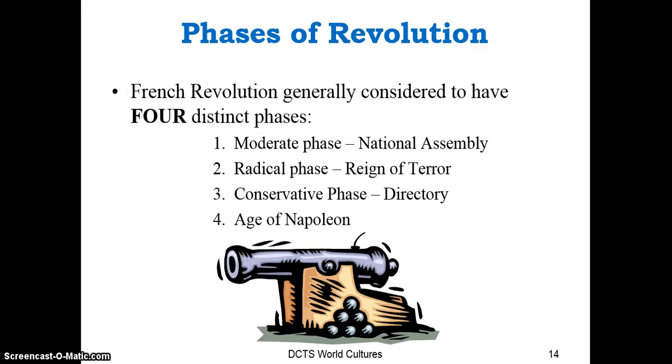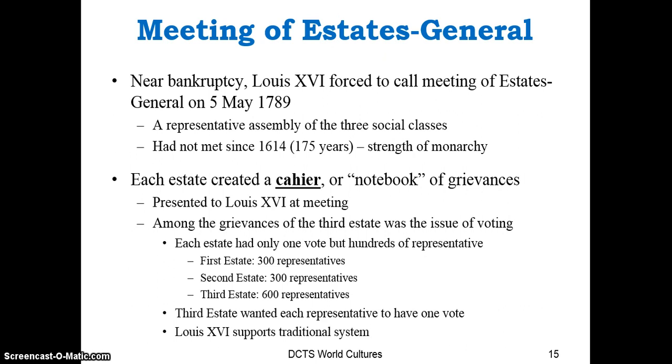The French Revolution is generally considered to have four phases. The first is the moderate phase, most famous for the National Assembly. The second is the radical phase of the Reign of Terror. This is where you're going to see much of the guillotine being used. Remember, the guillotine is that device where you stick your head into the hole and then a sharp metal knife drops on your neck and cuts your head off. Next, you have the conservative phase, and then lastly, you have when Napoleon takes over and starts the Age of Napoleon. To get started, though, with the first part, meaning the Estates General.